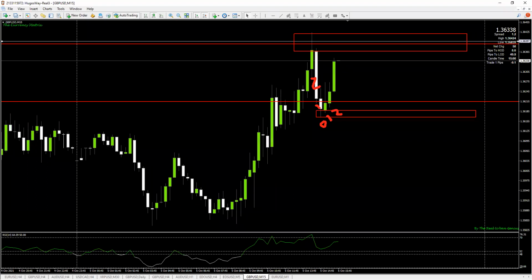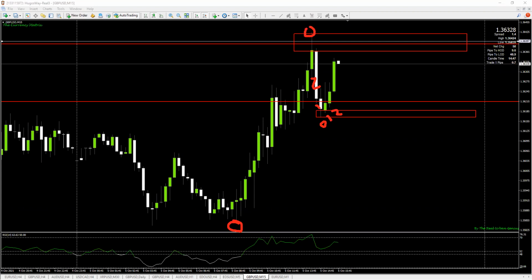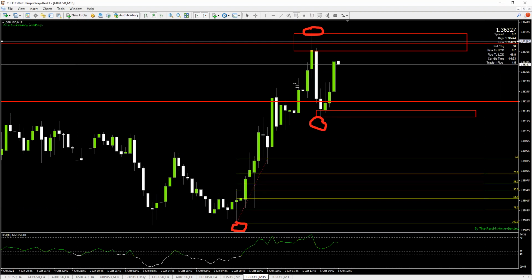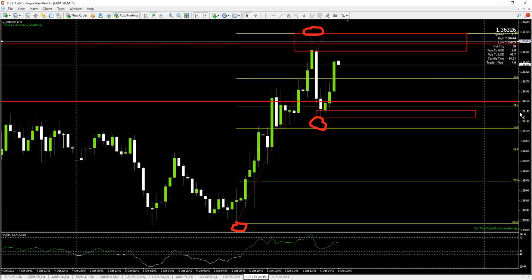Now, once we have that, remember, Fibonacci, 0 to 0. So if we look down, here's a 0. Here's a 0. I'm going to retrace that. Here's a 0. Fibonacci, 0 to 0. That 0 was off of 38.